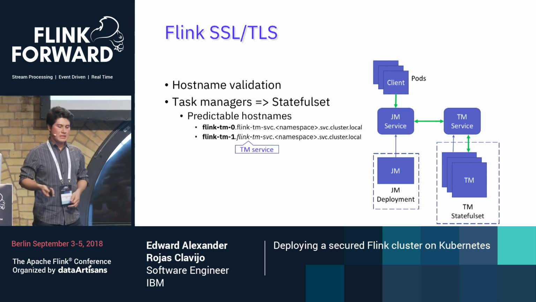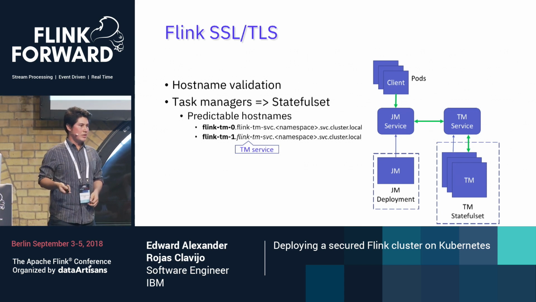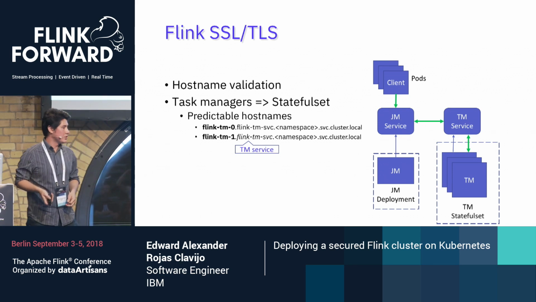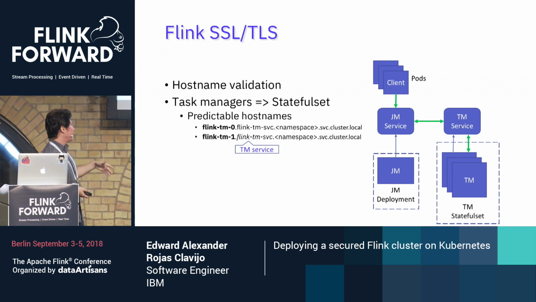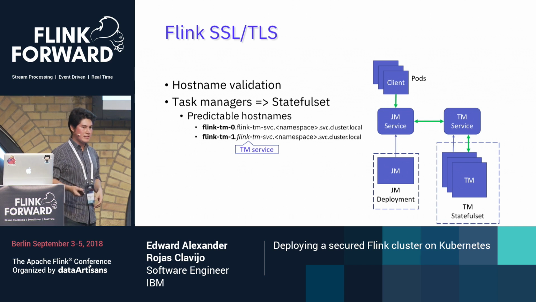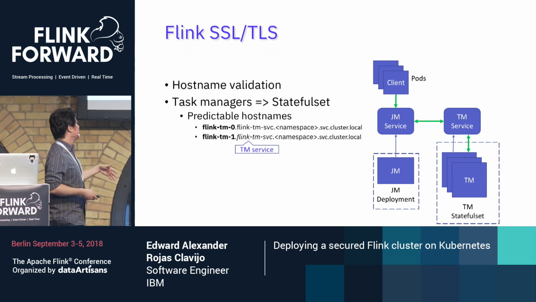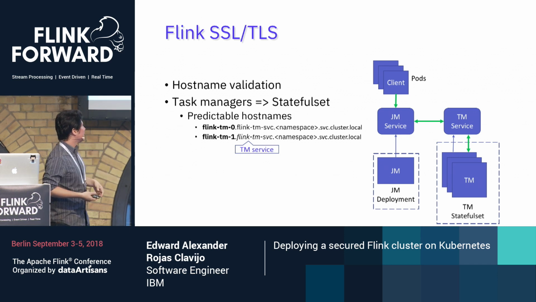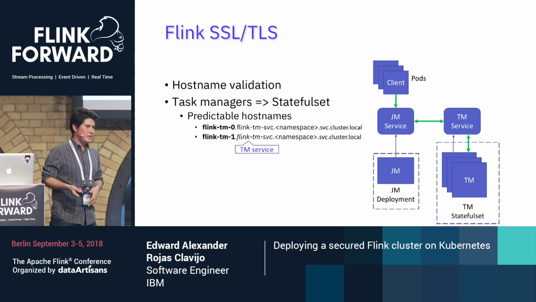What are the advantages of this? With the stateful set, we will have predictable host names. So the host name will be in this form. We have the task manager name, followed by a number that always starts at 0, then 1, 2, etc. So we have predictable host names. Then after that we have the service name, then the namespace where we deploy the system, and then the rest of the DNS that Kubernetes uses for all the services.